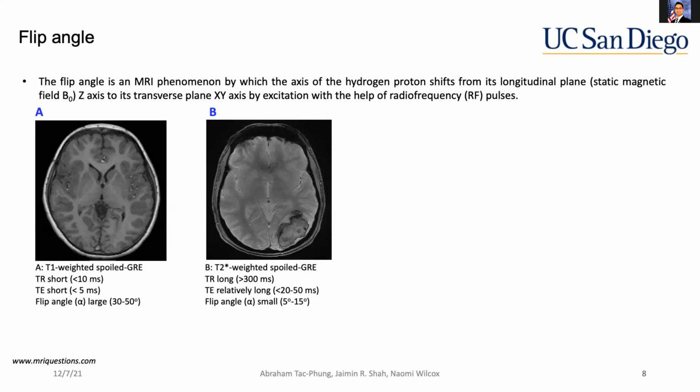We'll quickly talk about the flip angle. We already know what flip angle is: the hydrogen proton shifts from its longitudinal plane to the transverse plane. Flip angle is very important when you're talking about T2 star weighted images. In figure A here, we can see a T1 weighted spoiled GRE, where the flip angle is about 30 to 50. But when we reduce the flip angle to about 5 to 15, it became the T2 star weighted image, also by changing the TR and TE. And what is this spoiled GRE? I will talk about that next.